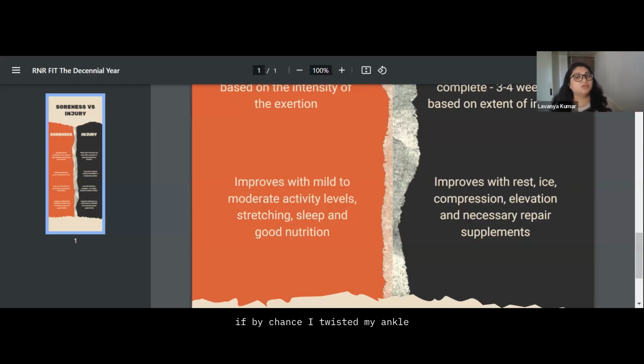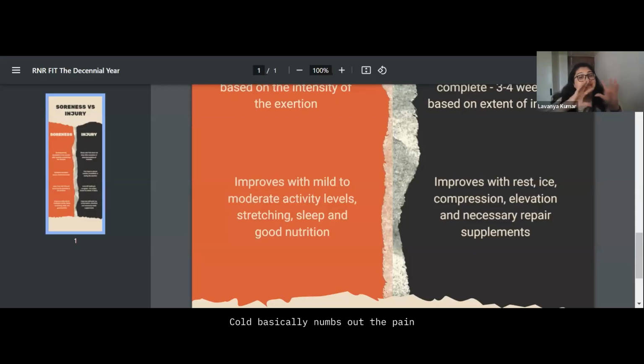So, if by chance I twisted my ankle, there's a lot of pain being shot up to the brain. The brain is able to perceive a lot more pain than it can at the moment. That is the point in time where I go ahead and apply cold, whether I have swelling or not.